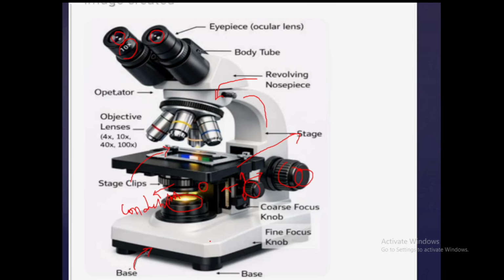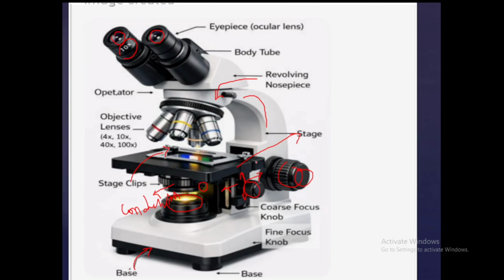Now once again, the down part is called the base, and above the base there is a light source. From the light source, light illuminates. Then above the light source the condenser is present. This condenser gathers the light rays. After that, this is the part we call the stage. Over the stage we can keep the slide with specimen.